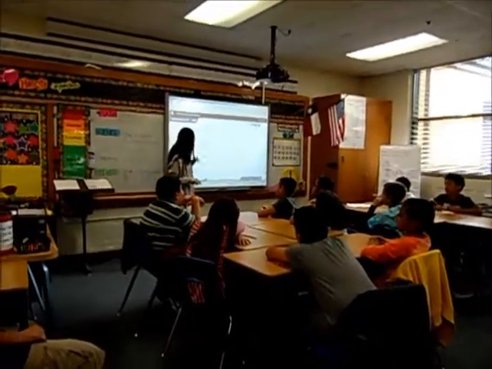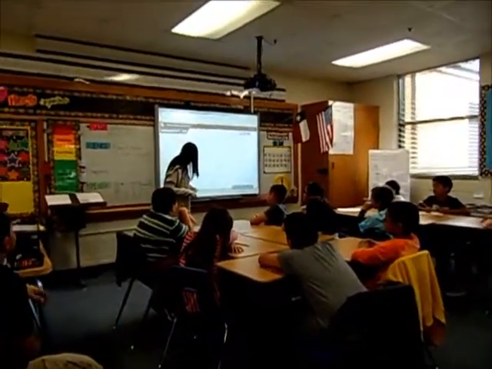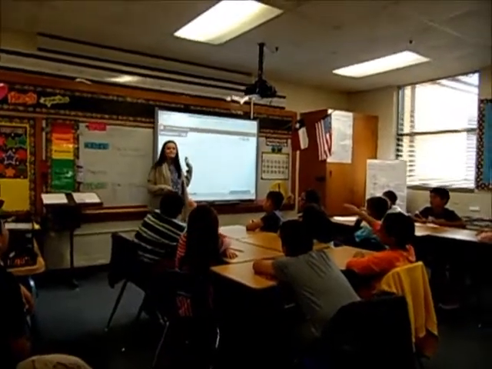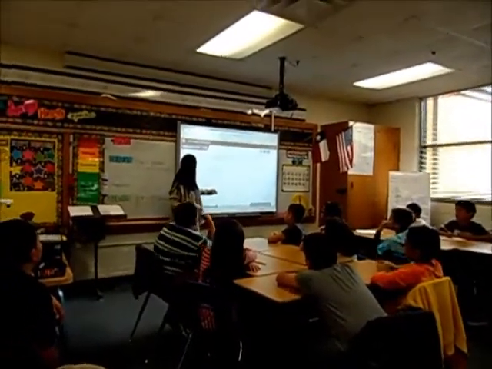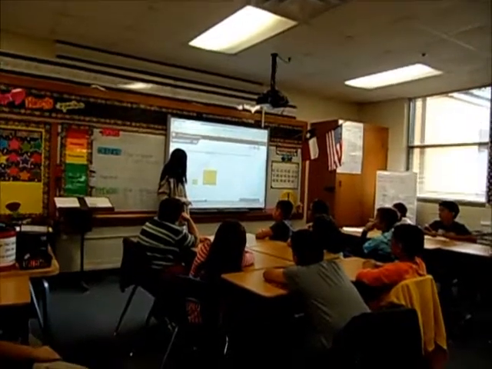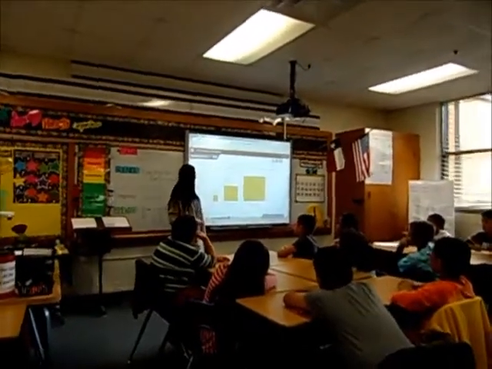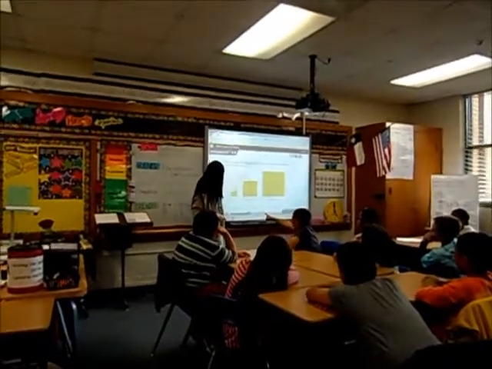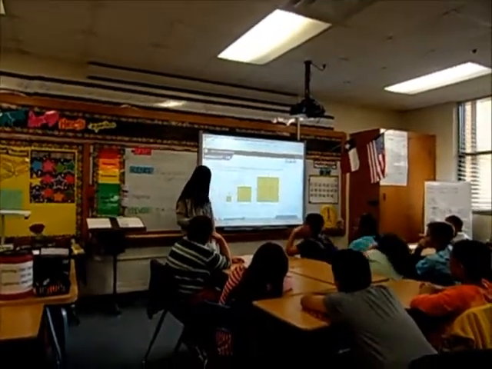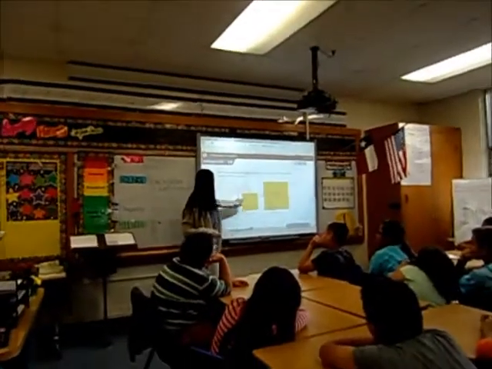Okay, so is 30 a perfect square? A number is a perfect square when it is the product of a whole number times itself. And when the sides of a square are whole numbers, the area of the square, the actual square, yeah.